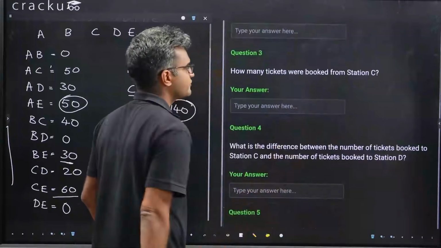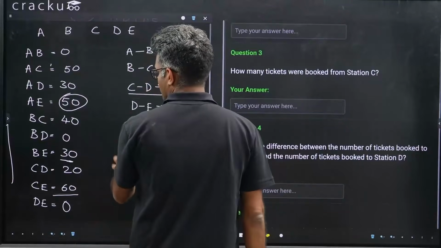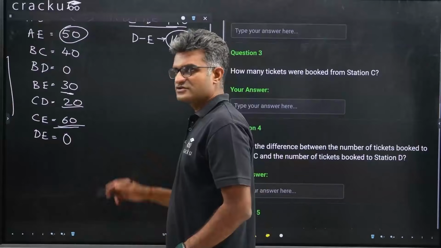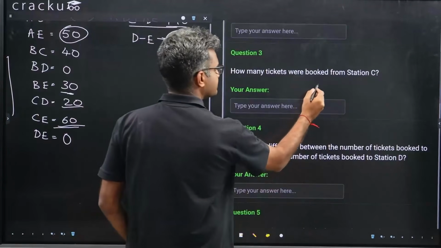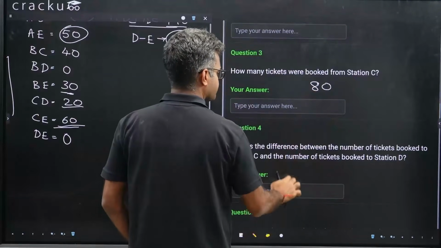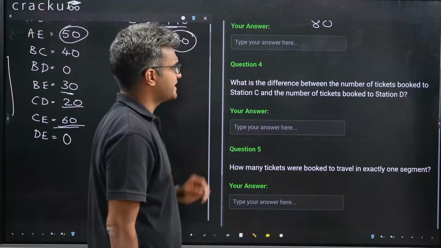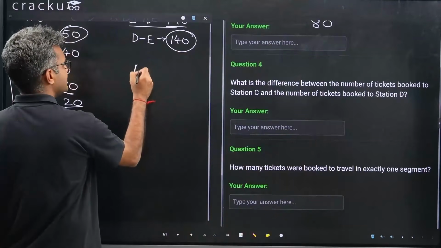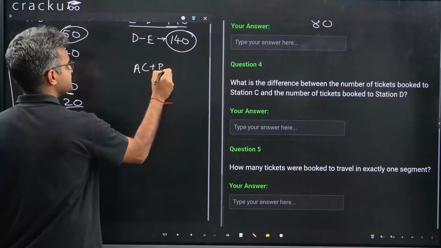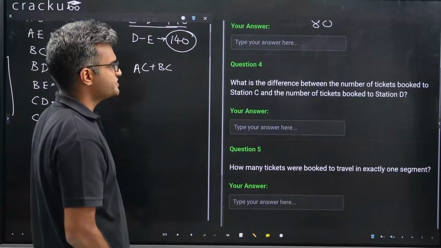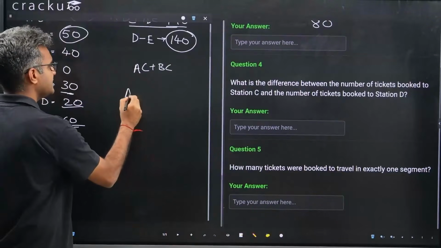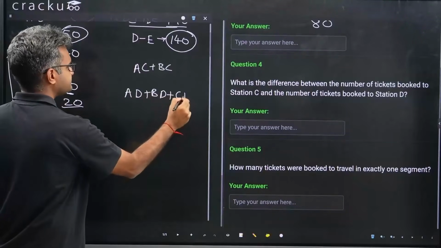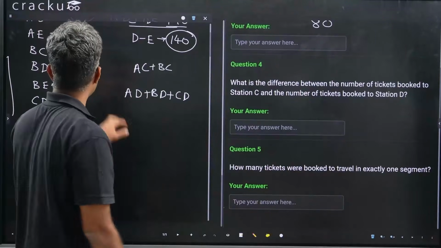How many tickets were booked from station C? From C to D is 20, from C to E is 60. So the sum of both of them is 80. What is the difference between the number of tickets booked to station C? Booked to station C will be AC plus BC. And booked to station D will be AD plus BD plus CD. What is the difference between these two?